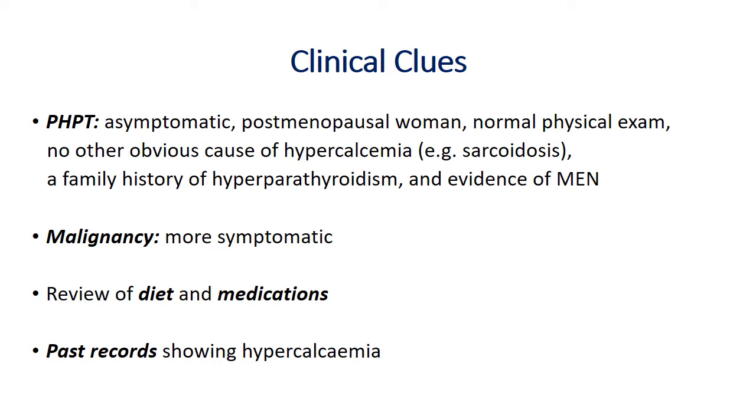In patients who are otherwise asymptomatic with milder forms of hypercalcemia, and if you have a number of past records showing hypercalcemia, particularly from early childhood or childhood, it often denotes the presence of familial hypocalciuric hypercalcemia, which is a genetic defect present right after birth.